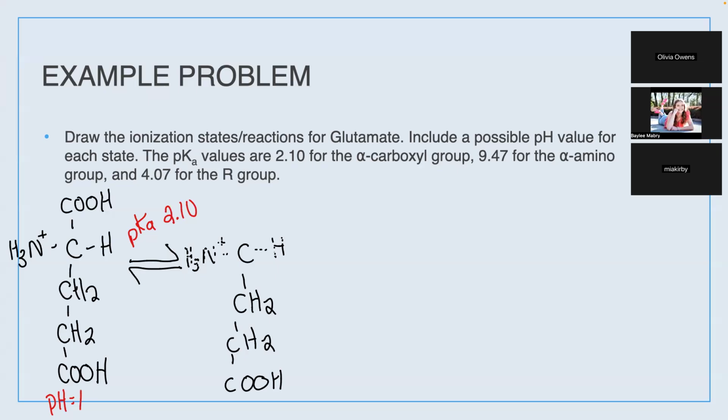So what's going to happen when we go above the pKa for that alpha carboxyl group? Yes, we're going to deprotonate it. So I'm going to draw it in red here. So we get COO minus. So that's what's changing there. Make sense? Great.